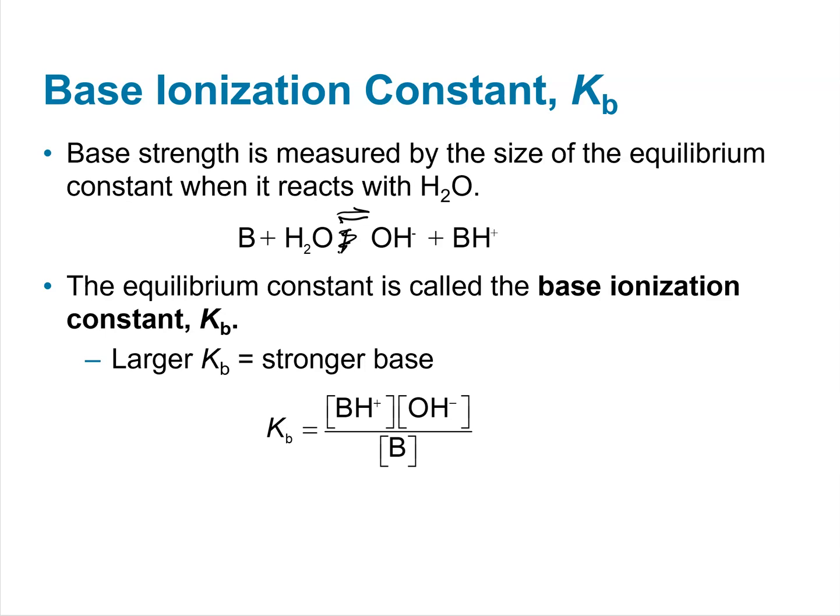The base constant, remember, base strength is measured by the size of the equilibrium constant when it reacts with water. So that reaction I just showed you with ammonia specifically, base plus water will form the protonated or conjugate acid version of that base plus hydroxide. So the equilibrium constant of this reaction is Kb. And that's just going to be an expression of your products over your reactants. And in this case, of course, water falls out because it's a liquid, so we're not including it. So only the concentration of your hydroxides and your conjugate acid over the concentration of your weak base matter.